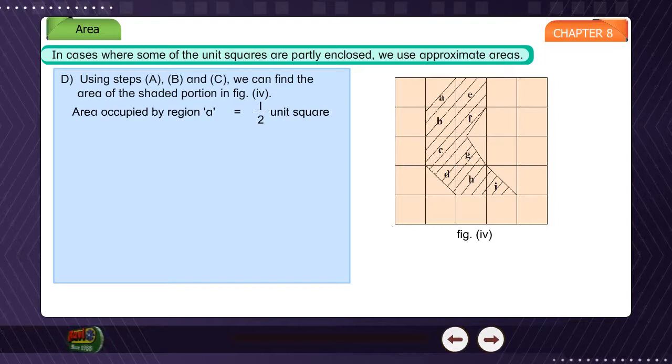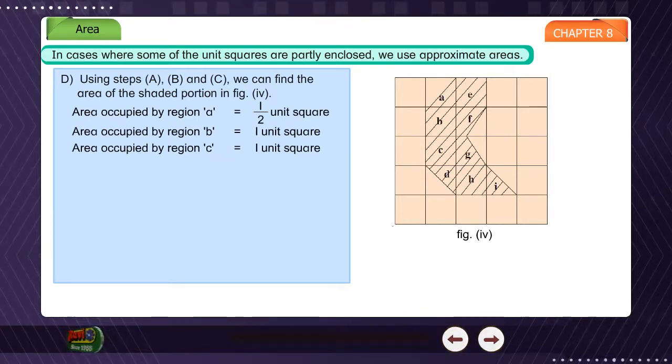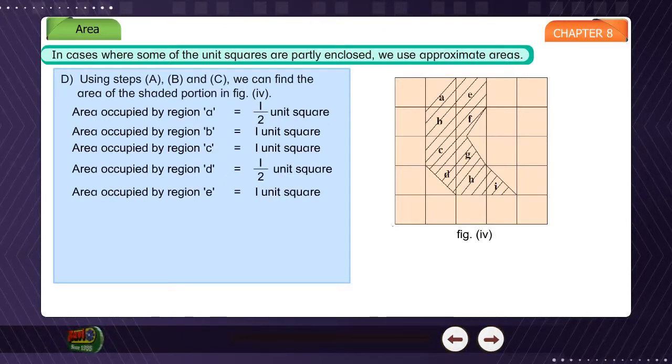Area occupied by region A is equal to half unit square. Area occupied by region B is equal to 1 unit square. Area occupied by region C is equal to 1 unit square. Area occupied by region D is equal to half unit square. Area occupied by region E is equal to 1 unit square. Area occupied by region F is equal to 1 unit square.